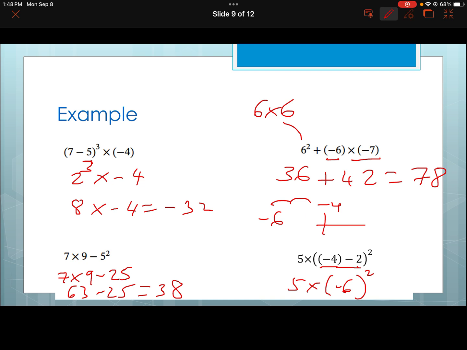Now remember, negative 6 times negative 6 is what it's asking. A negative times a negative is a positive. 6 times 6 is 36. So what you end up having is 5 times 36, which gets you 180. If you want to know how I did that so quickly, for the 5 times, I just did 10 times and divided by 2. 10 times 36 is 360, divided by 2 is 180. Okay, so effectively that is everything over.